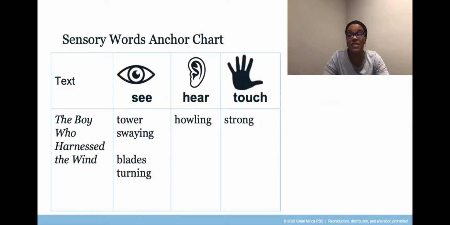Let's take a look at the Sensory Words anchor chart that we've used before. And I am going to add words that could describe the gusting gale to the chart. Listen as I review. For sight, we see the tower swaying and the blades turning. For touch, we can feel the strong winds.